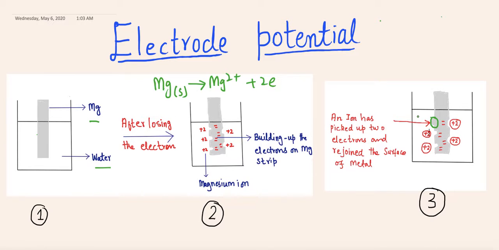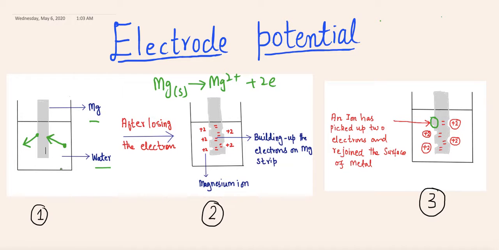What is dynamic equilibrium? Dynamic equilibrium means the rate at which the ions are leaving the surface. Look at the diagram number 1. Suppose the rate at which the magnesium atom is leaving the surface is exactly equal to the rate at which the magnesium ion is joining the surface of metal. If this rate is equal, then you will say that this system is at dynamic equilibrium.